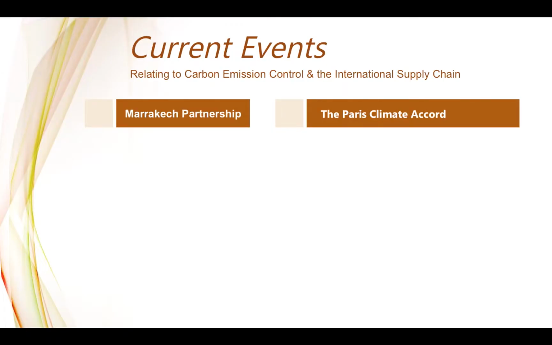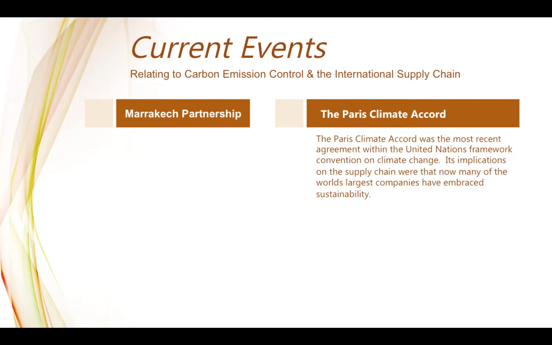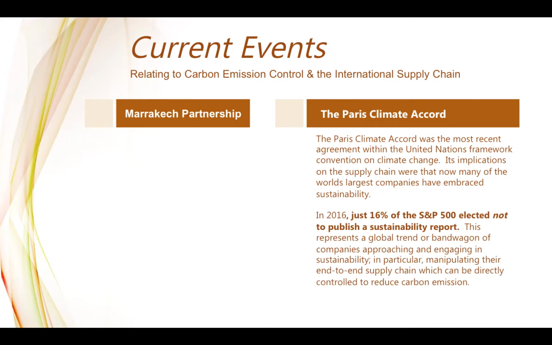Current events relating to carbon emission control and the international supply chain. The Paris Climate Accord. The Paris Climate Accord was the most recent agreement within the United Nations Framework Convention on Climate Change. Its implications on the supply chain were that now many of the world's largest companies have embraced sustainability. In 2016, just 16% of the S&P 500 elected not to publish a sustainability report. This represents a global trend or bandwagon of companies approaching and engaging in sustainability.